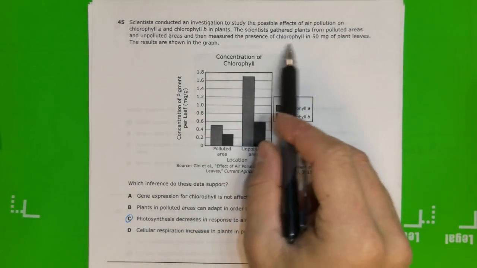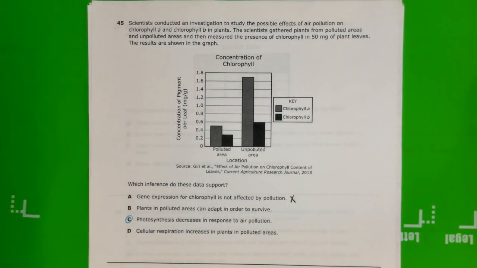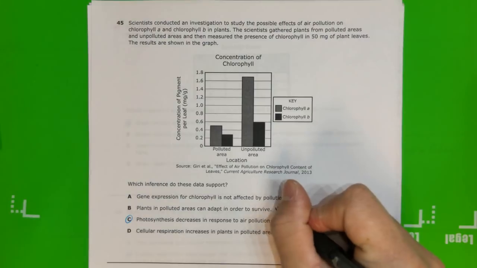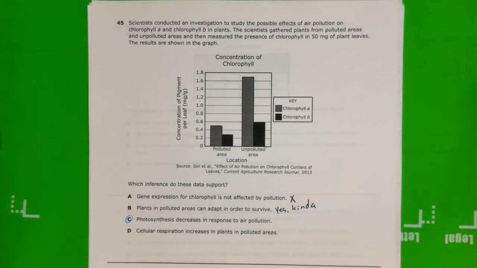This isn't talking about anything about gene expression, so we automatically know that that is not the right answer. Plants in polluted areas can adapt in order to survive. Well, yes, kind of. Let's see if there's a better answer, because some of these questions, you're going to have to find the best answer, not necessarily the right answer, but the best answer.